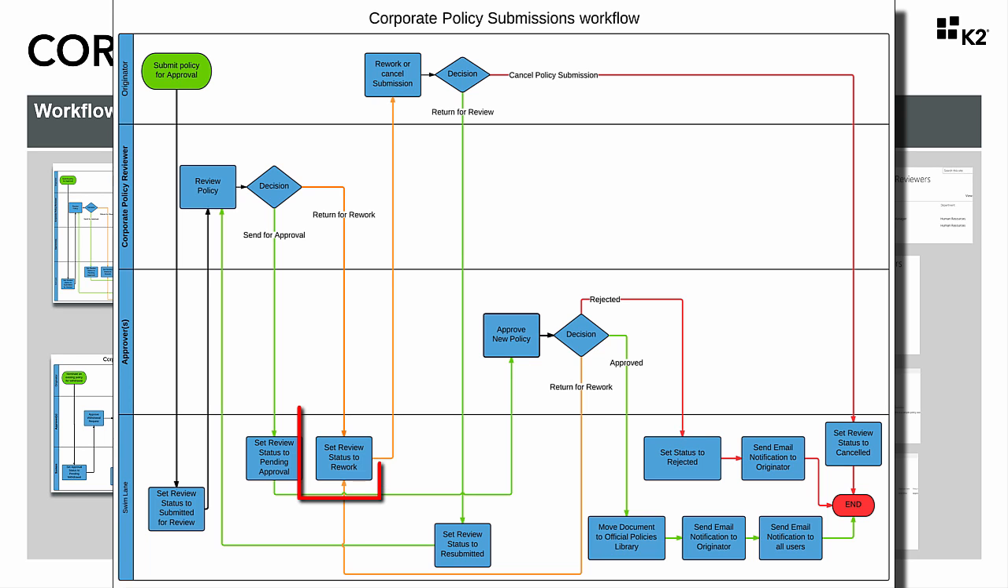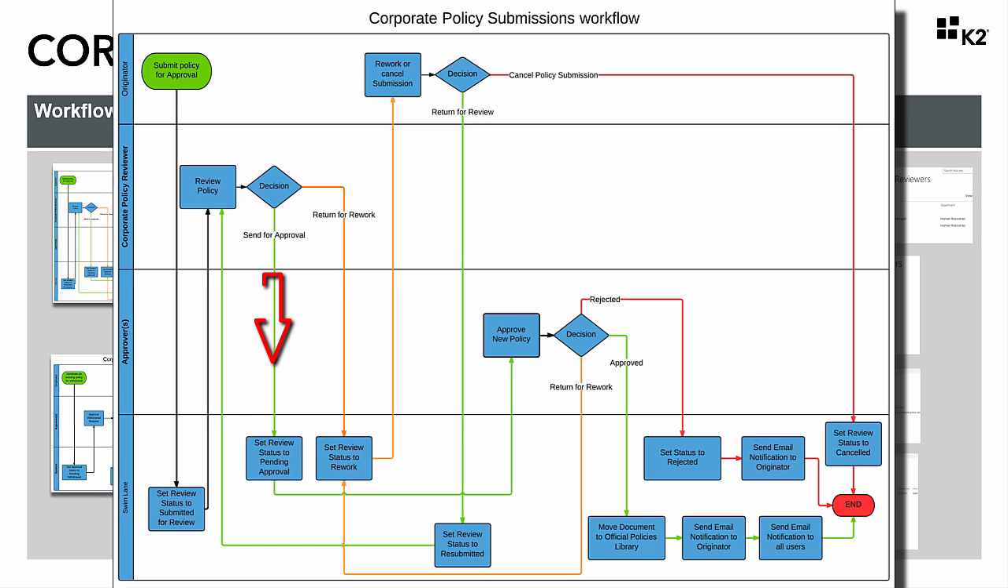If the document requires rework, the system will again update the document status property to reflect this, and then deliver a task to the workflow originator to either rework or cancel the policy submission. If they choose to cancel the submission, the system will update the document status to reflect that it was canceled, and the workflow will end. If they choose to resubmit the document for review, the status is updated accordingly and will circle back to the review policy task. This rework loop can be executed as many times as is necessary until the originator cancels the request or the reviewer sends the document for approval.